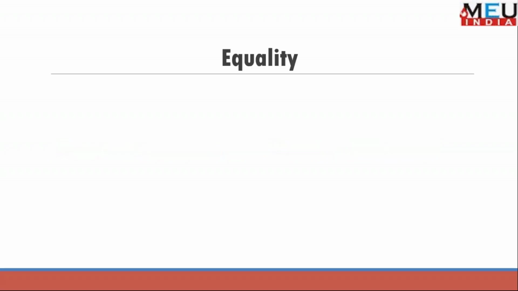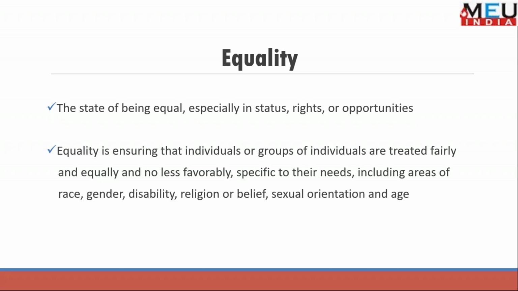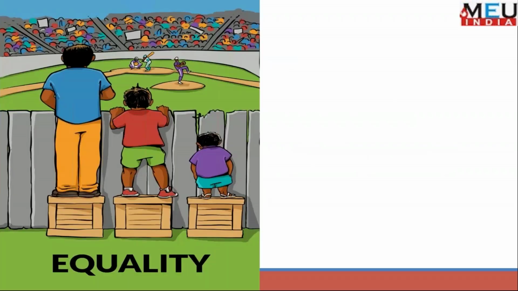If you were to define equality, equality is a state of being in which equal groups are treated fairly and equally, and no less favorably, specific to their needs, including areas of race, gender, disability, religion or belief, sexual orientation, and age. This is a very comprehensive definition of equality.